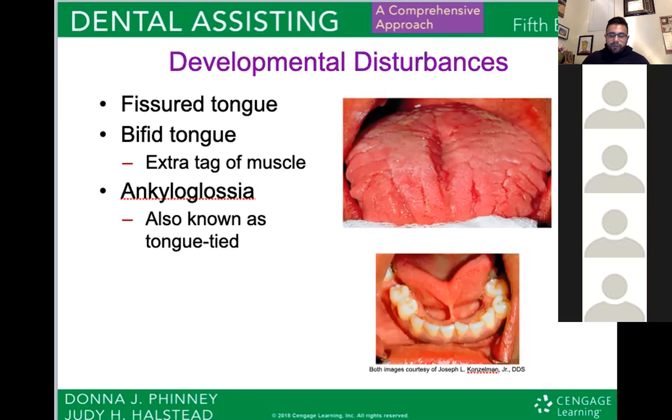So if there is a bifid tongue, no treatment is necessary unless a large tag of tongue is annoying them. If they do have that, it can be surgically removed. Ankyloglossia is where the tongue is literally tied to the patient's jaw, and the patient is unable to lift their tongue completely. This is also known as being tongue-tied, and this can actually be surgically corrected by an oral surgeon.